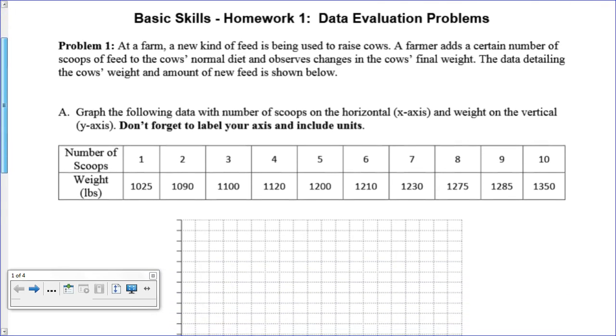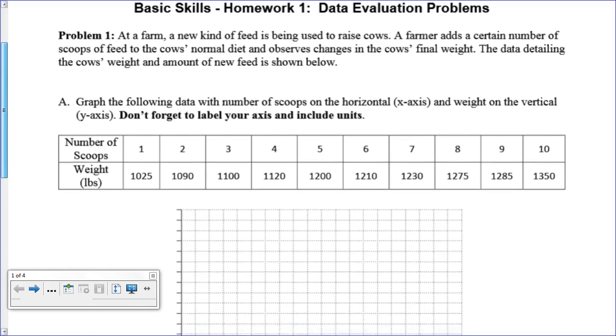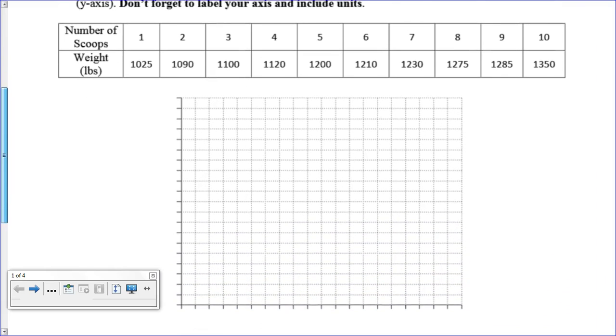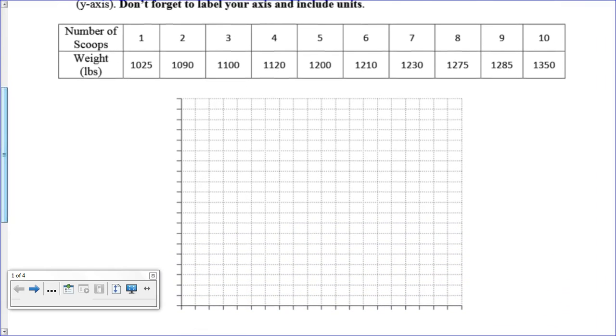So this first problem here, it says we've got a farmer, he's trying out a new sort of feed used to raise cows, and he's adding scoops of this new feed to the cow's normal diet and observing how their weight changes. And so we're going to do a data evaluation on that. So the first thing we've got to do is set up our graph. It says that we want number of scoops on the x-axis, and we want the weight on the y-axis. So that is what we'll do.